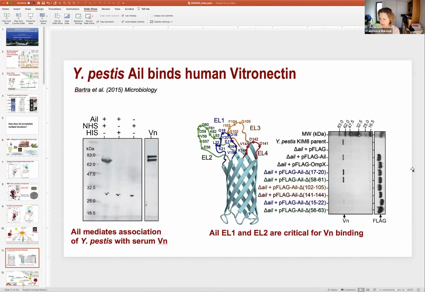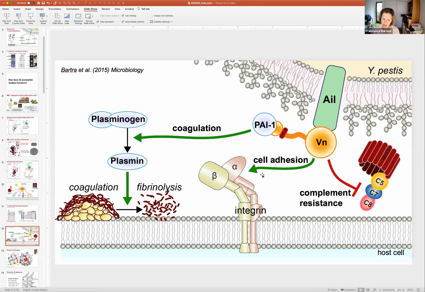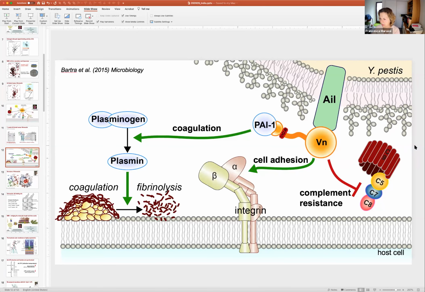And so based on these studies, we developed this molecular mechanistic model in which we propose that Ail interacts with vitronectin to both promote the breakdown of blood clots into fibrinolysis and enhance the dissemination of the bacterium through blood, to promote cell adhesion through the interaction of vitronectin with integrins at cell membranes, and to disrupt the innate immune system through its interactions with this membrane attack complex channel. And so these are the activities of the proteins that we're trying to chase down.